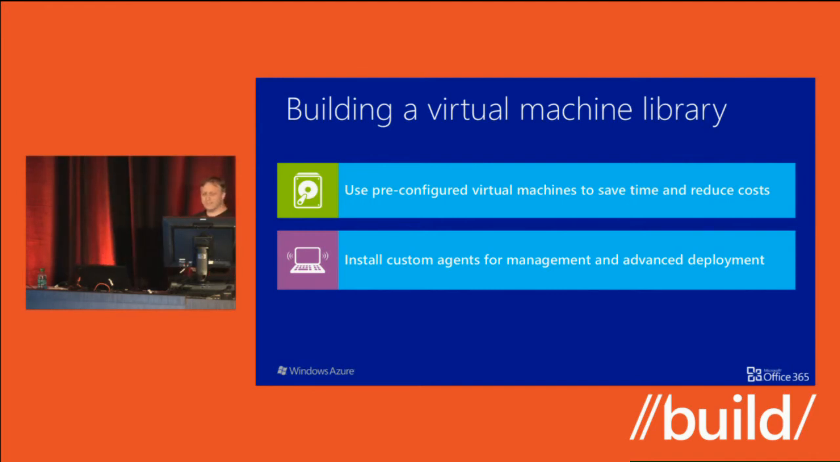The second piece is for installing custom agents. Some applications that monitor VMs don't have direct connectivity to your VM and require you to install an agent on them. And it's really nice that you can put that agent on one virtual machine, sysprep it, and then every VM you boot off of it is pre-configured to have that agent so you can monitor it remotely.